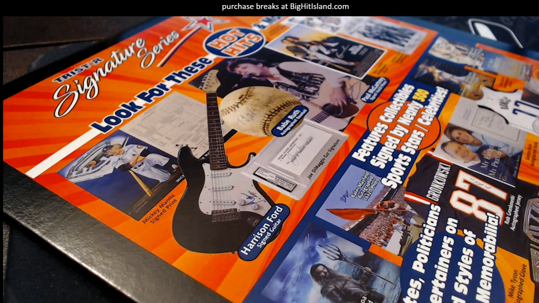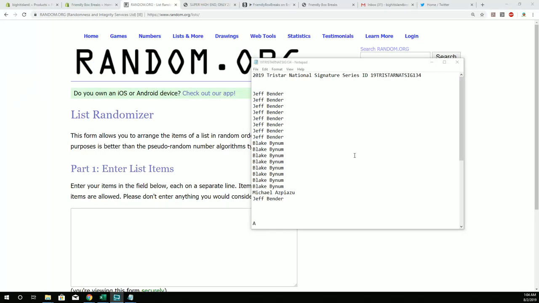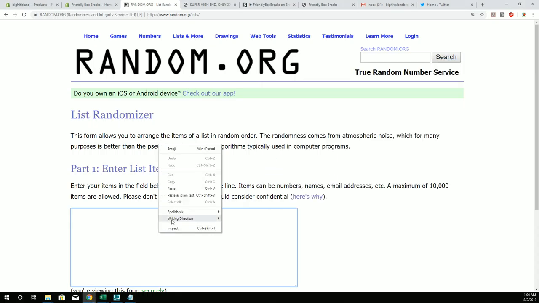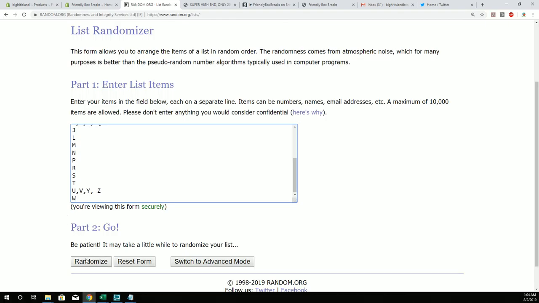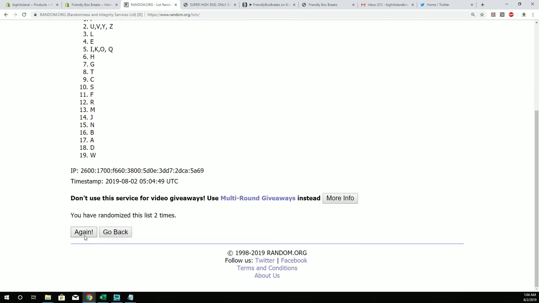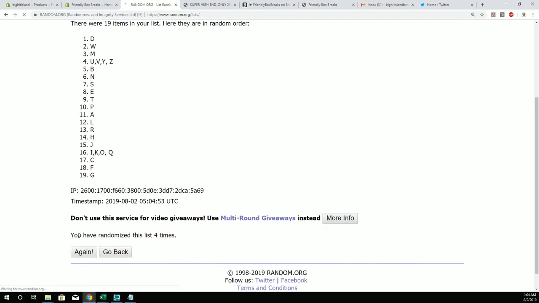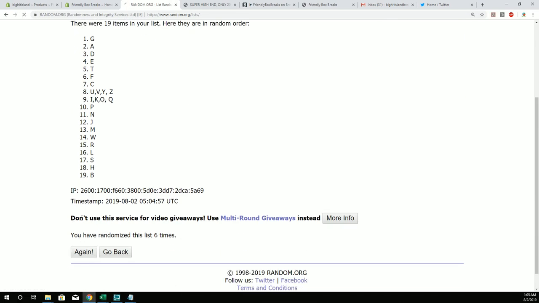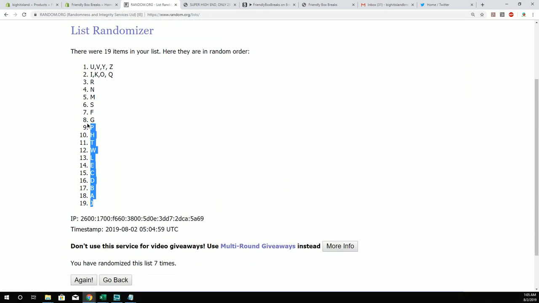Here we go. This is Tristar National Signature Series 134. We're going to take all of these last name letters and mash them up. We're going to hit a random seven times. 2, 3, 4, 5, I know, right, Jeff? 6 and 7. We got J at the bottom, U, V, Y, Z all the way at the top.